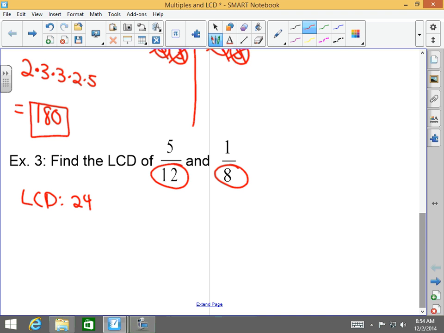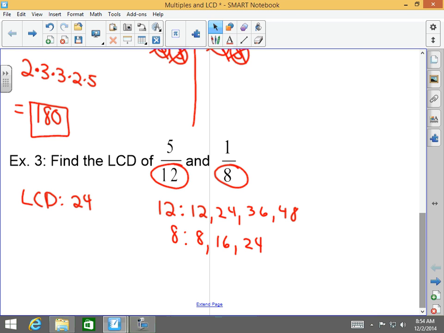Now, let's say you're thinking to yourself, but I don't want to do prime factorization. Okay, do it another way. What are the multiples of 12? 12, 24, 36, 48. What are the multiples of 8? 8, 16, 24. Hold on. Check it out. Isn't that the first common multiple? That means that's the least common multiple.